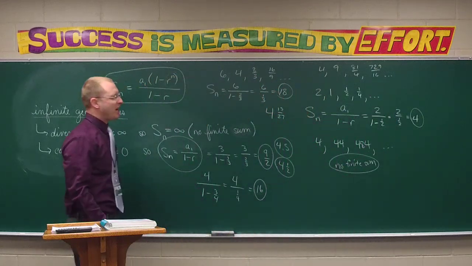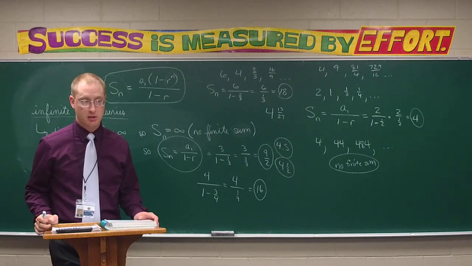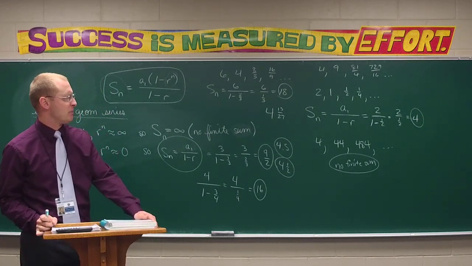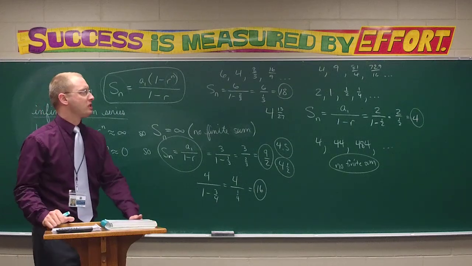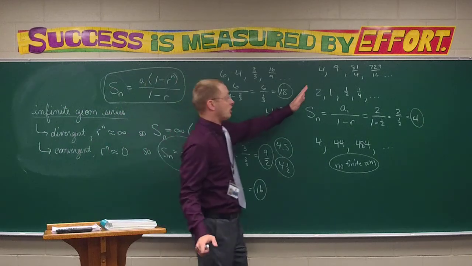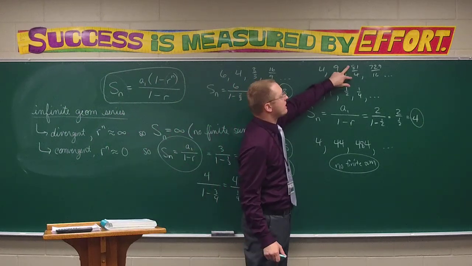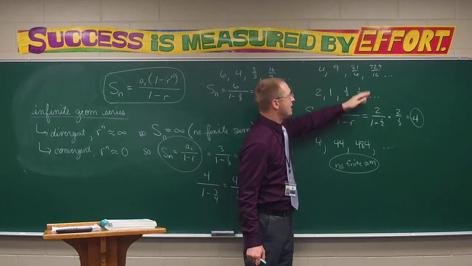And what's the common ratio, class? 9 fourths. Is that bigger than 1 or less than 1? Bigger than 1. So is this convergent or divergent? Divergent. These numbers are getting bigger, aren't they? 4, 9. You say, well, that's a fraction, right? But what's it equal to? 20 and a fourth? That's bigger than 9.